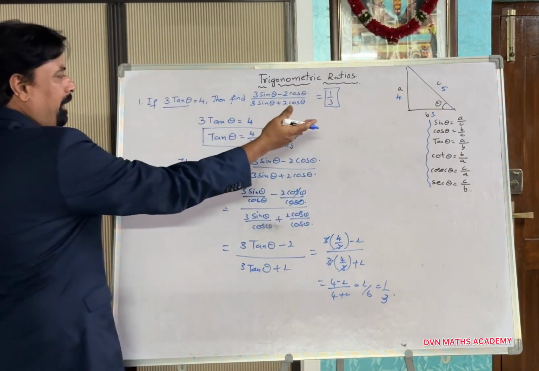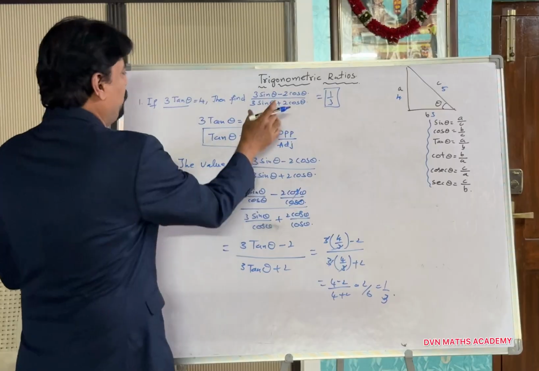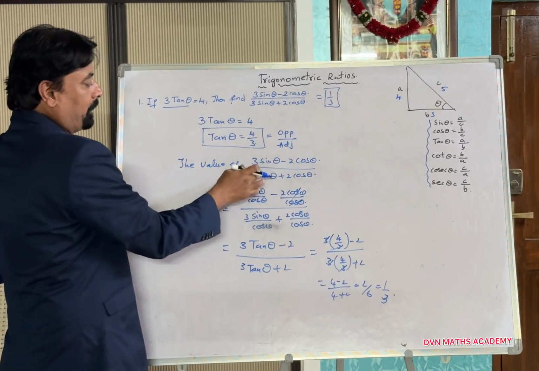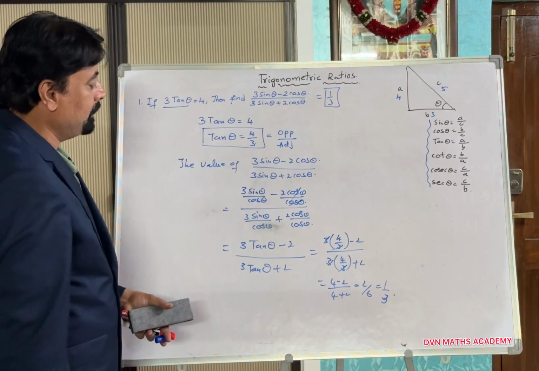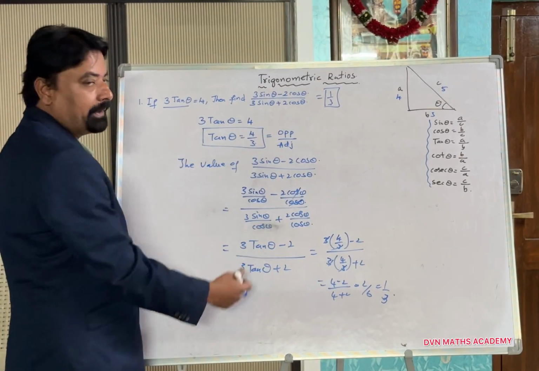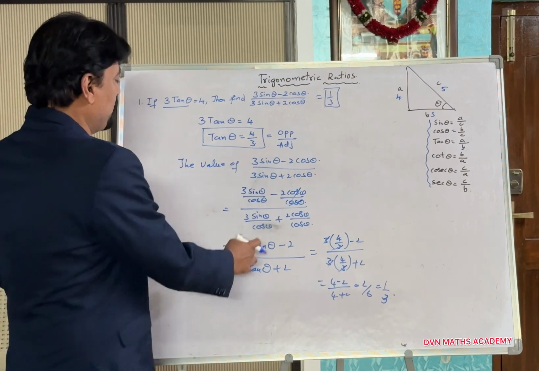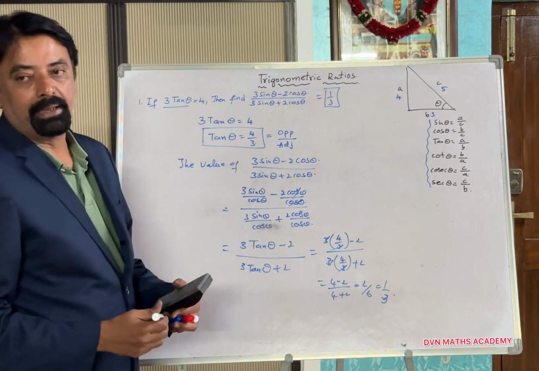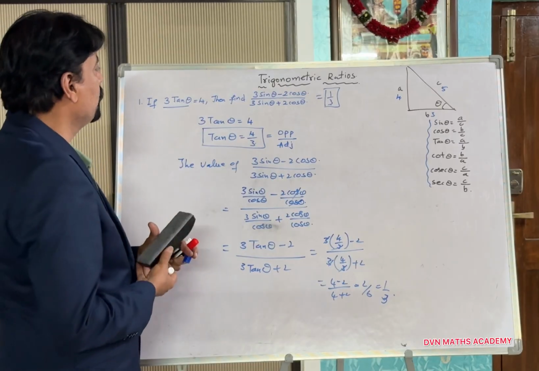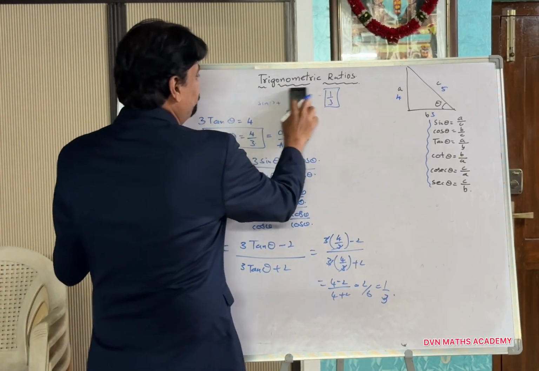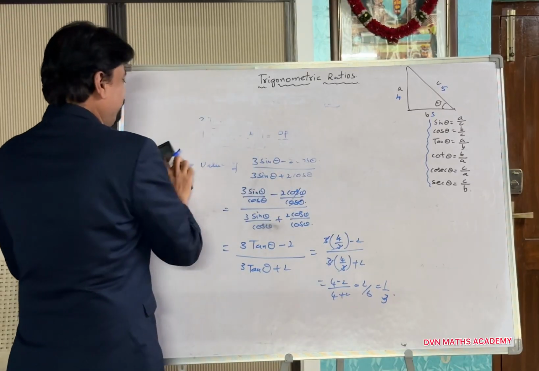You can also find it using trigonometric ratios, but if you consider the question, the tan theta value is given. If you divide the numerator and denominator by cos theta, it is easy to find the value, as it is converted into tan theta. Then directly if you substitute the tan theta value, it will be simplified and you will get the value as 1 by 3. So this is the first question. Then we will go for the second question.